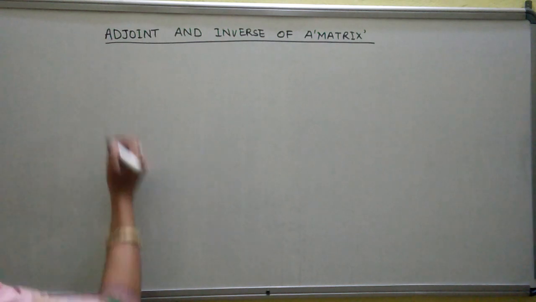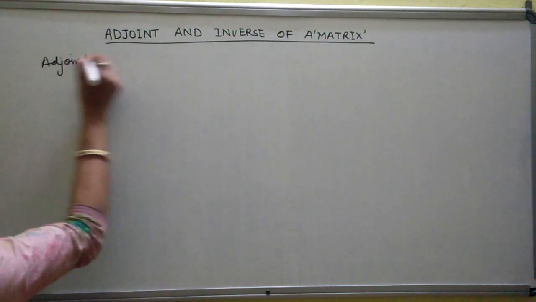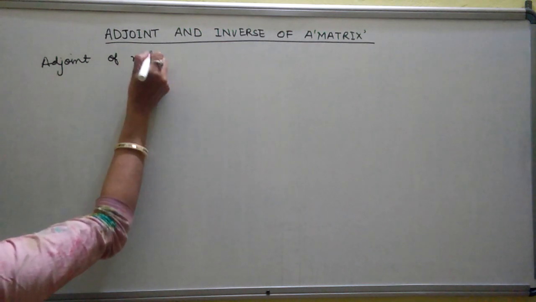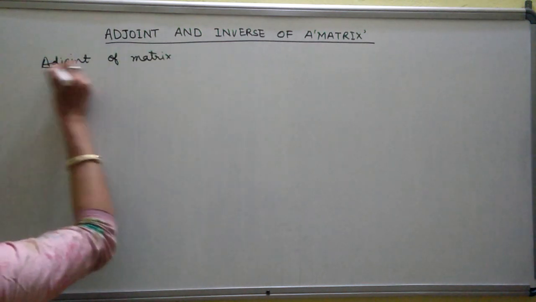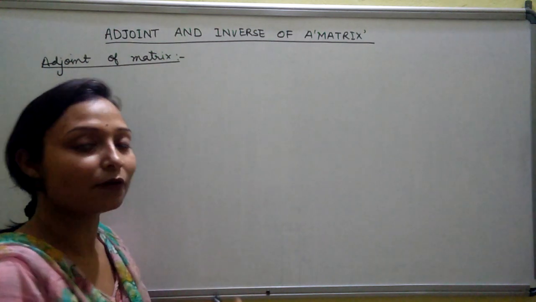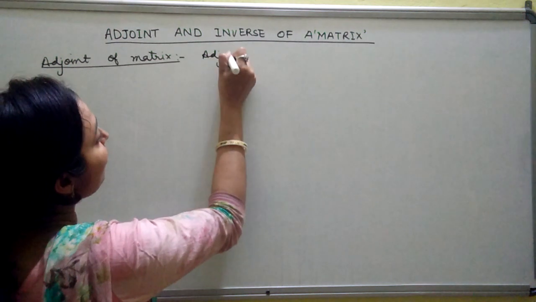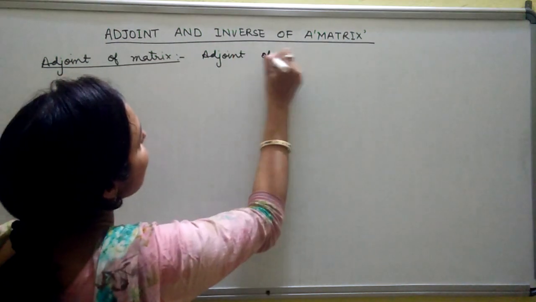What is the adjoint? First of all, come to the adjoint of a matrix. How can we find the adjoint? Adjoint means the transpose of the cofactors of a given matrix.